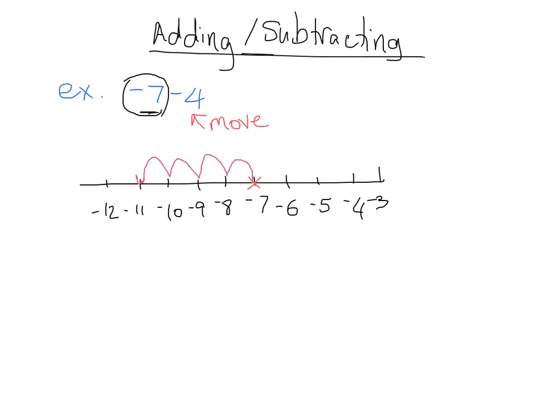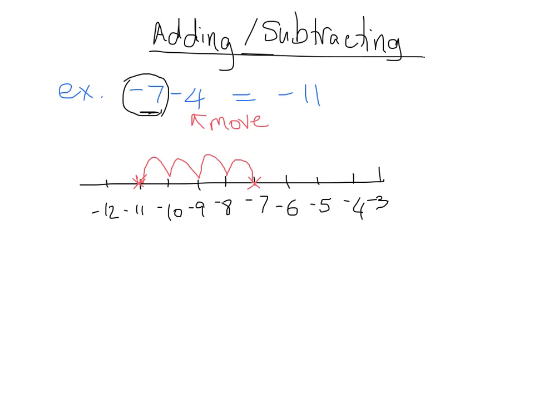And so I do understand that it would be hard to do that for humongous numbers, but that's the visualization that you want to have in your mind when you're adding and subtracting negative and positive integers. So when we moved back 4 places, we ended up at negative 11. So negative 7 minus 4 is actually negative 11. Let's try one more of these.